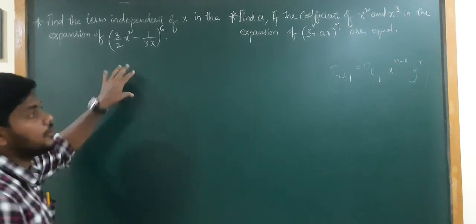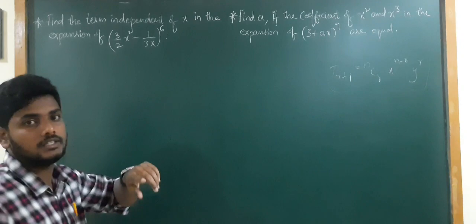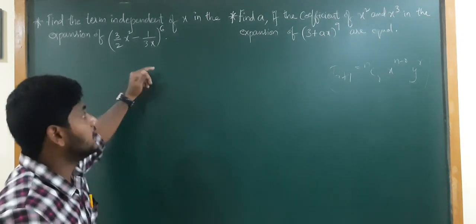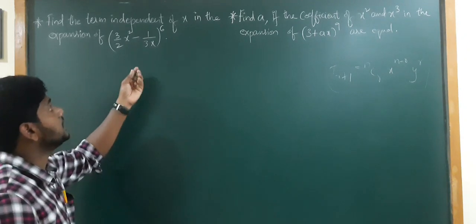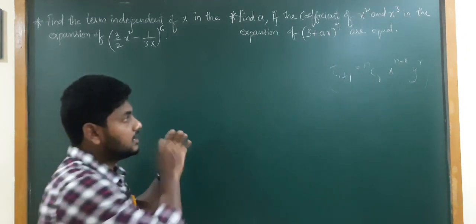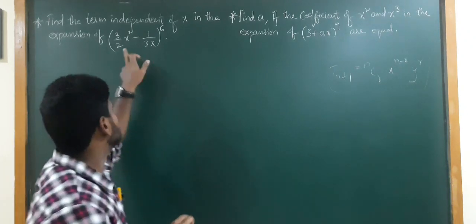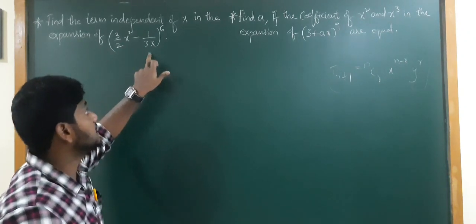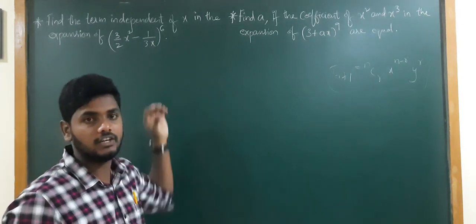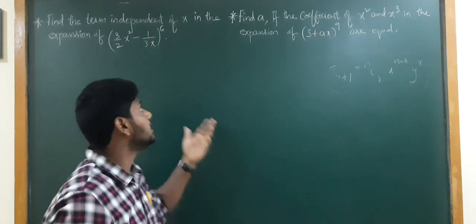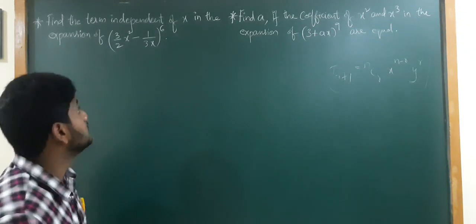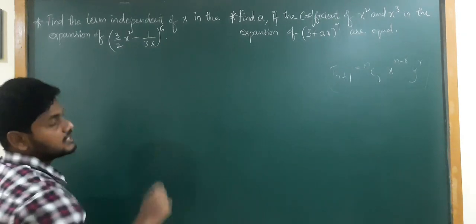This type of problem we have already done, and you also have done an assignment problem on the term independent of x. Term independent of x is simply a term in which x should not be there. In the expansion of (3/2 x^2 - 1/(3x))^6, if there is any term independent of x, we need to find that. If not, we directly write that there is no term independent of x. This we can find by using the general term only.